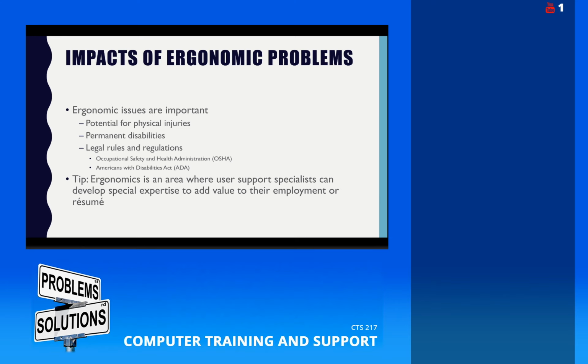And this is actually an area where if you want to specialize in this, it could be a really valuable place that you could add to your resume. Ergonomics specialists in an organization, there is a need for that. There's a need for a lot of specialties, and this could be a specialty that you could utilize.